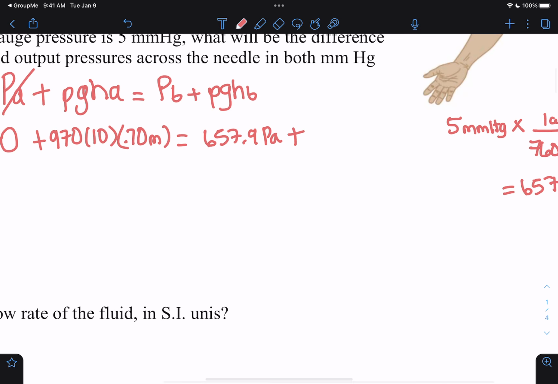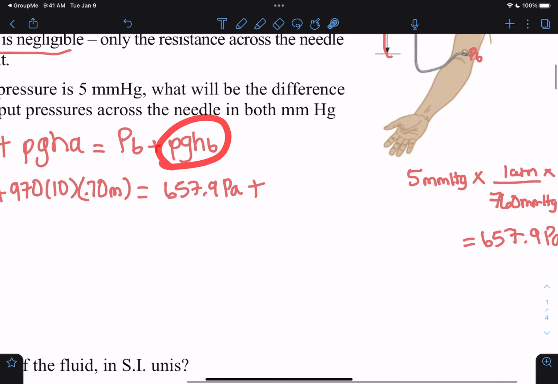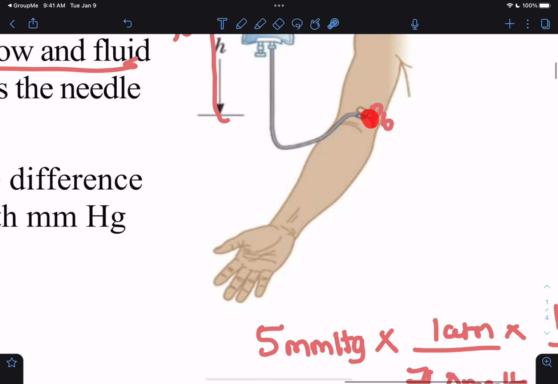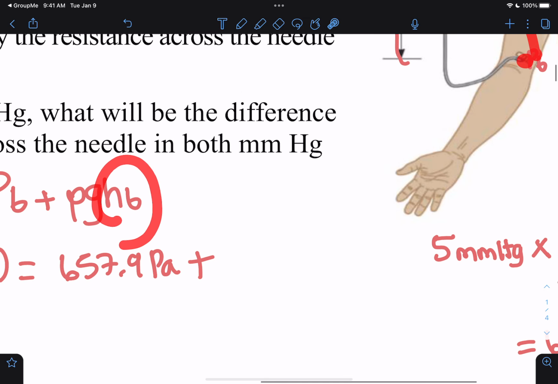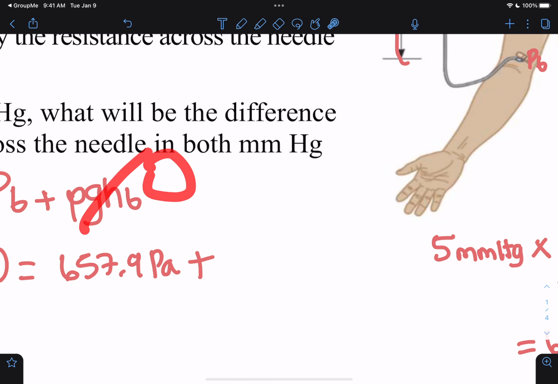All right, so on the other hand, we also have this term right here. And if you think about it, if we're at this bottom height and we're calling this our reference height at the bottom, and we're measuring from it to the top of the IV bag, then this height is actually 0. So this whole term goes to 0. So effectively, you don't even have to add anything here at the end, right?